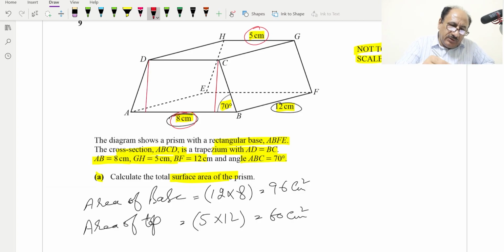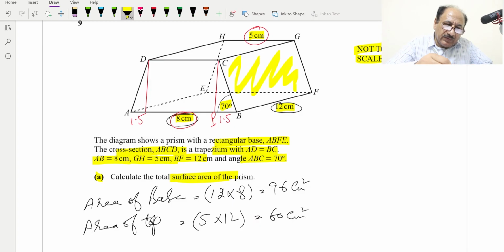So if we compare upper and lower, this will be 1.5 and this will also be 1.5 length. So if we take this point as P, this point as P, so PB will be 1.5. Now we need BC. BC side is required to find the area of this slanting side. So BC we will be calculating.